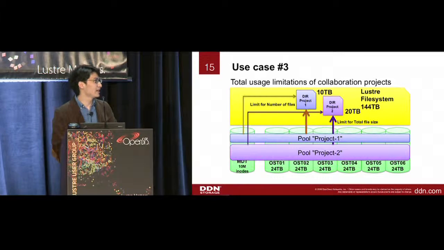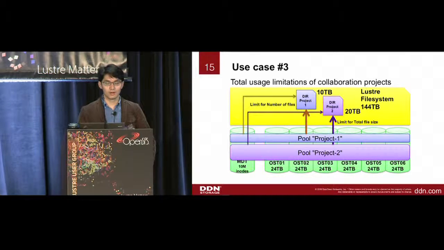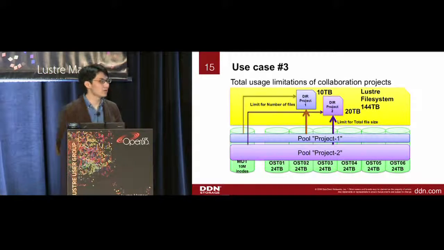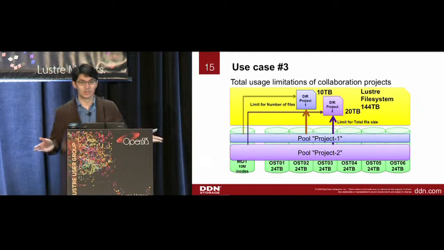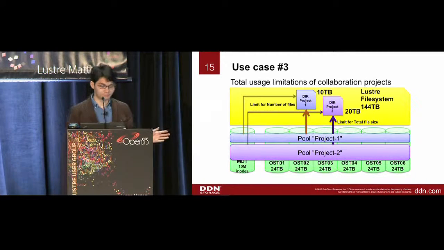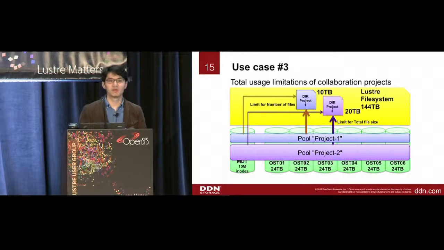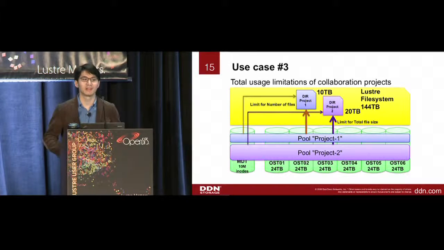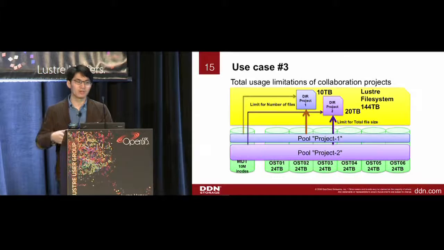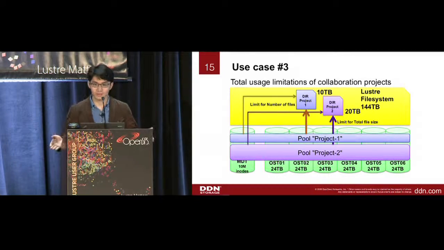And the third use case is that we can use it to get the total usage limitations of collaboration projects. Collaboration is important for everyone. Every people collaborate with each other, right? And that happens in Lustre file system too, because people need to share data with each other. And people might need to work on the same project at the same time. And as an administrator, you might want to get the space usage of those projects, and you might want to limit the space usage of those projects. And with Project Quota, we can do that simply.